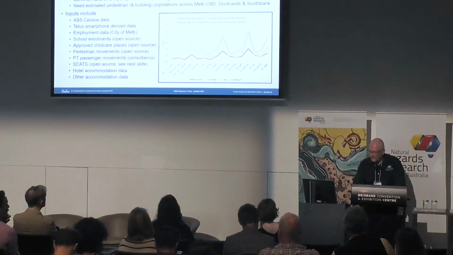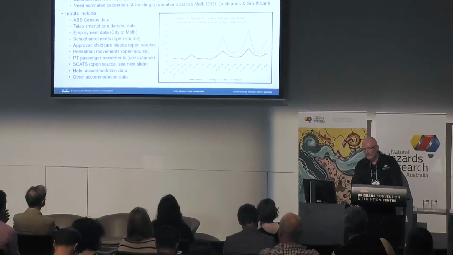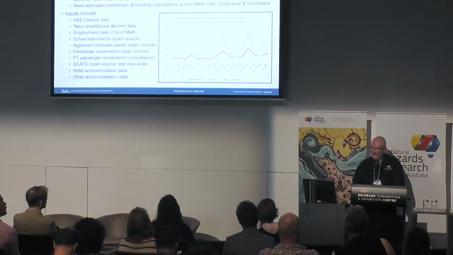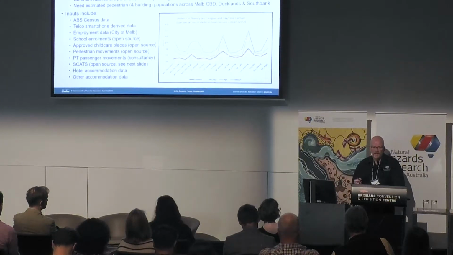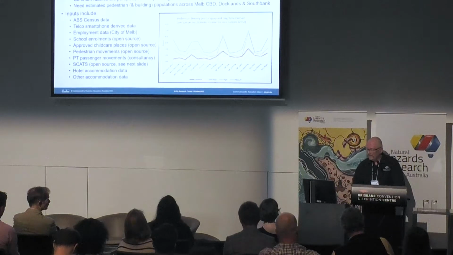Probably the key one, and the one that we did have to pay for, unfortunately, is the telco smartphone derived data, where, Big Brother is watching, they've got very good information on people that are aged 18 and older, is all they'll release, but where they are in 15-minute increments in the CBD, and those are defined by ABS destination zones. So each destination zone is approximately the size of a city block, and the telcos know how many people are in there that are using their service, I guess.